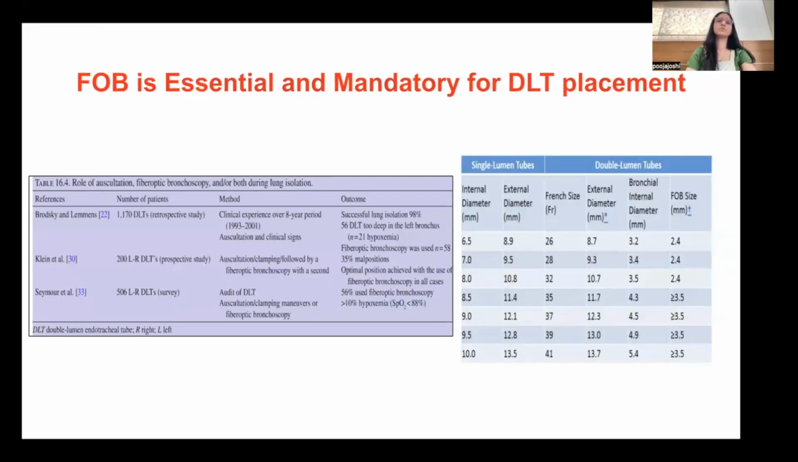Fiber optic bronchoscope is essential and mandatory for the DLT placement. It has been shown from multiple retrospective and prospective studies that in spite of auscultation and clamping method, there are 35% malpositions. You have to use a fiber optic bronchoscope. It is mandatory by guidelines. For DLTs of size more than 35 French, you use 3.5 mm fiber optic scope, and for those less than 35 French, you use 2.4 mm fiber optic bronchoscope.